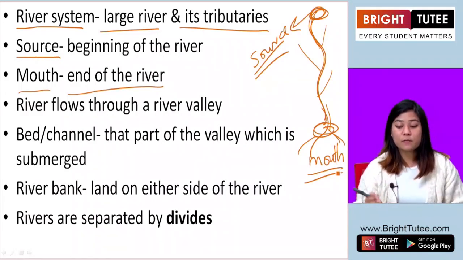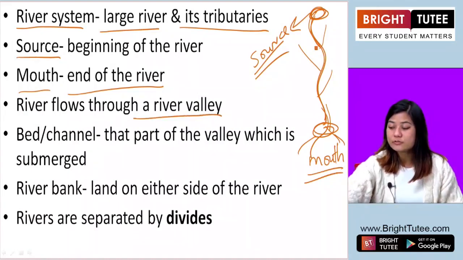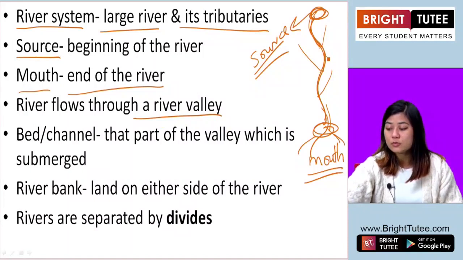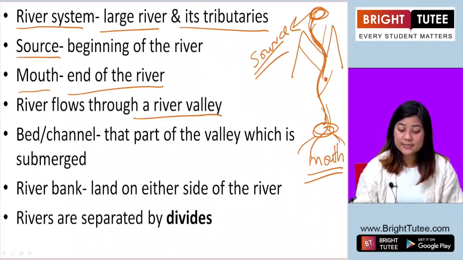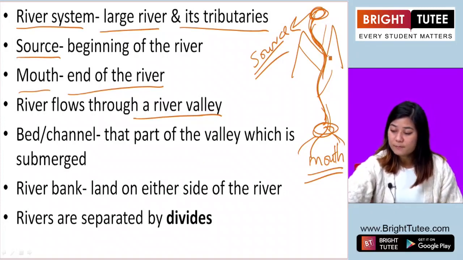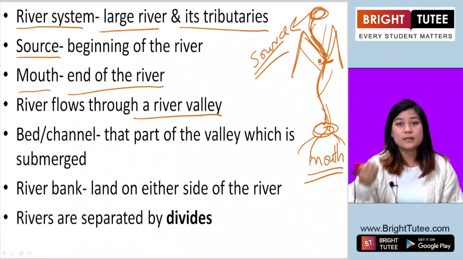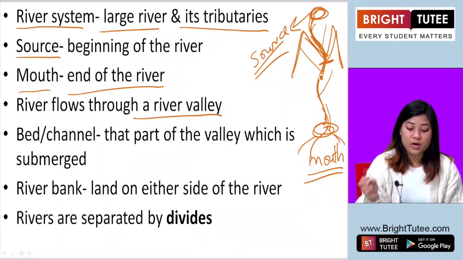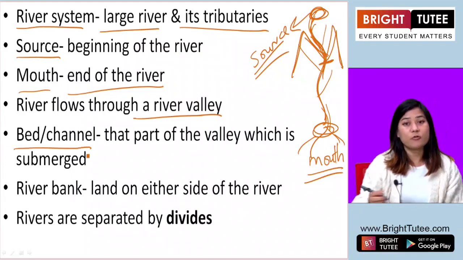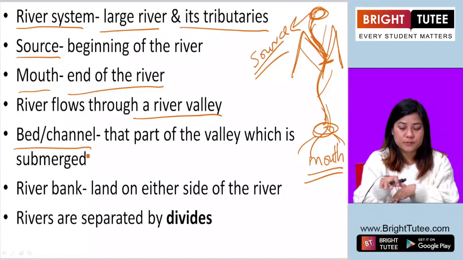And as the river flows through a river valley, right? I told you that the rivers cut through mountains and they form valleys. Now, as they flow through the valleys, the bed, the surface which is submerged by the water of the river, is called the bed or the channel, on top of which the river flows.